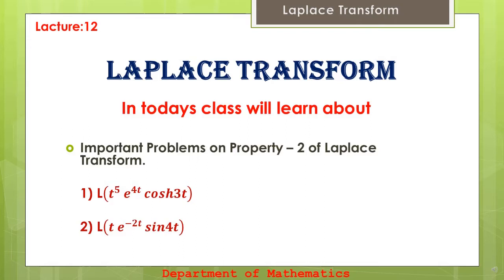In today's class, we'll learn about important problems on property 2 of Laplace transform. The examples are: Laplace transform of t to the power 5 into e raised to 4t into cos hyperbolic of 3t. And second example, Laplace transform of t into e to the power minus 2t into sine hyperbolic of 4t. We'll see the details of these examples now.